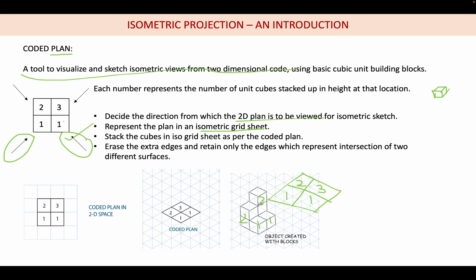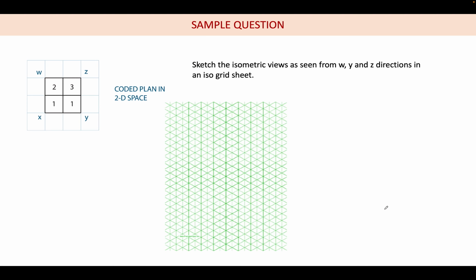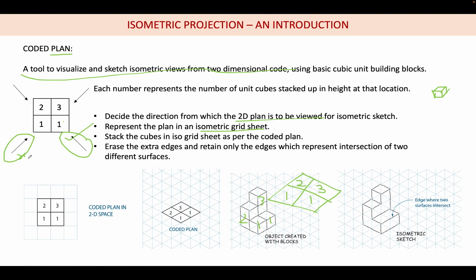Then what happened? Any surface means, suppose this is one surface, the lines in between you have to erase, and then you will get a smooth object like this. So this is how we have to do. One sample we will try now. If you have any ISO grid sheet with you, or for the time being you can try it on paper itself. Suppose we saw the same thing in the x direction.